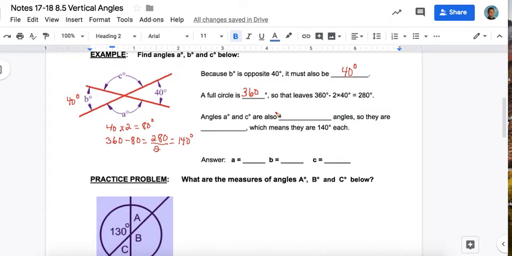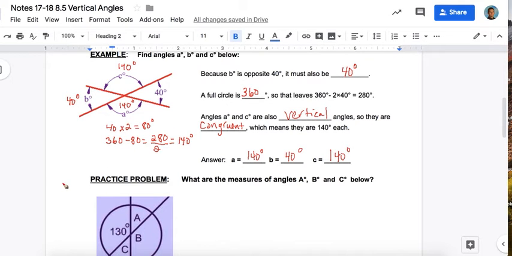So angles A and C are also vertical angles. So that means they are congruent. And we just found that they're 140 degrees each. So we can put 140 here and 140 degrees here. So let's answer our question down here. That means A is 140 degrees, and B is 40 degrees, and C is 140 degrees.